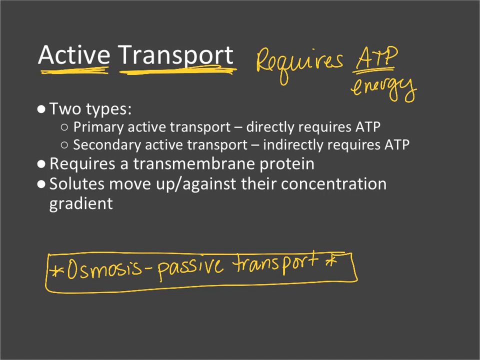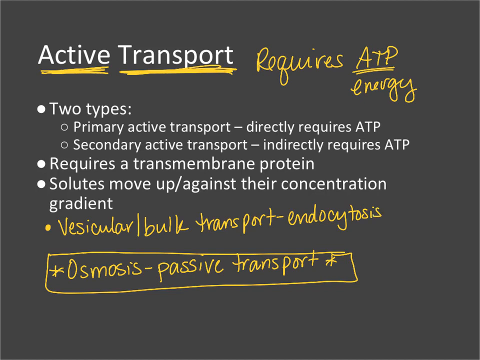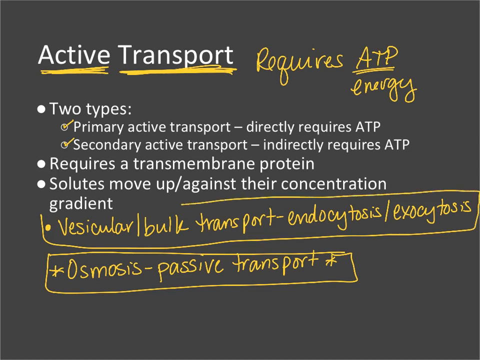Now we're going to look at kind of the two main types, and then we'll also talk about another type that we kind of call vesicular or bulk transport, which includes endocytosis and exocytosis. But it's also its own kind of process or mechanism. So we look at active transport primarily looking at these two types here first, and then we'll talk about how vesicular transport is kind of its own thing, just like osmosis is.